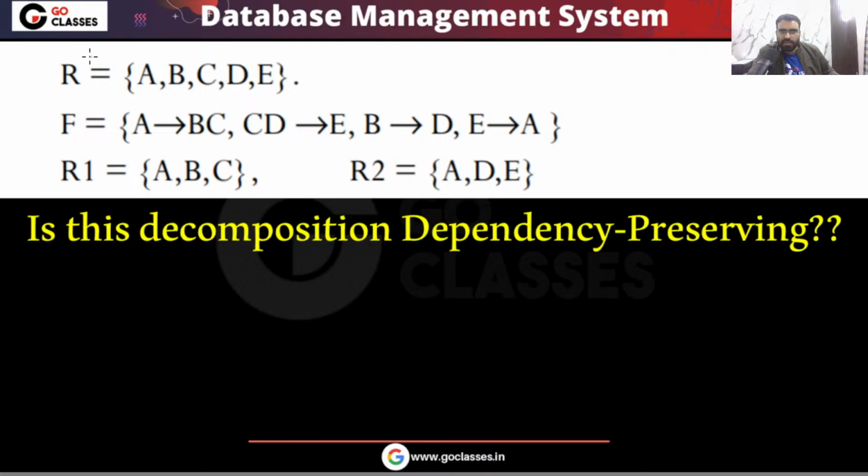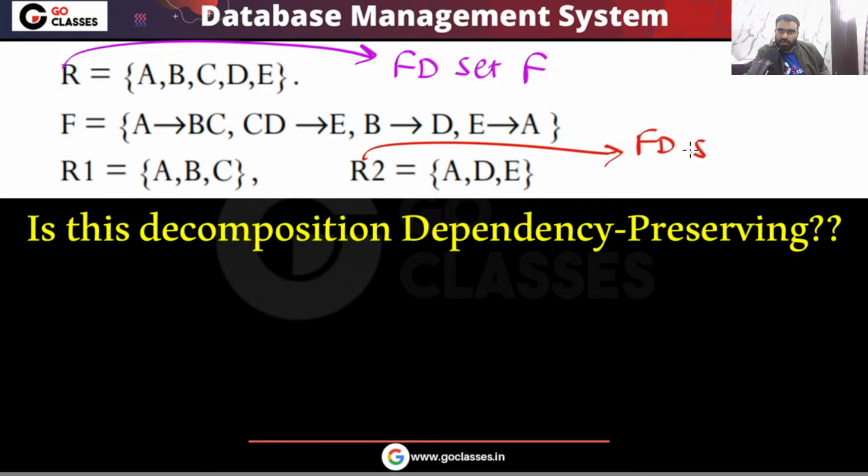So what is the method? Very simple. In this relation R, the functional dependencies that hold, that is F. For this relation R, the FD set is F. First, what we have to find? We have to find which FDs will hold on R2, and which FDs will hold on R1. So we have to find the FD set of R2, that means F2, and the FD set of R1, that is F1. So first we will find F1, F2, then we will solve this question.